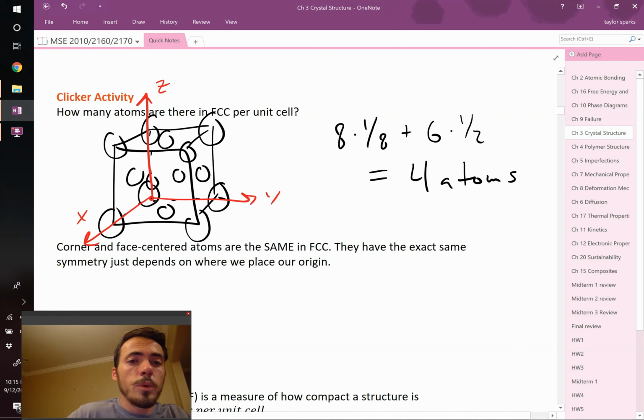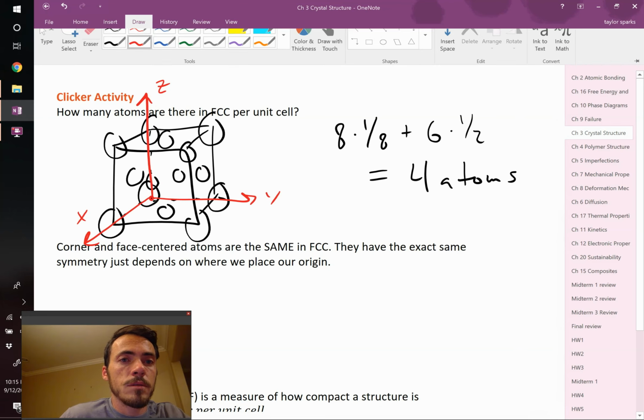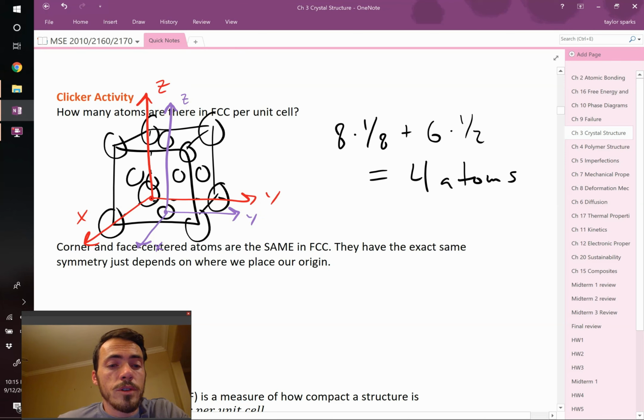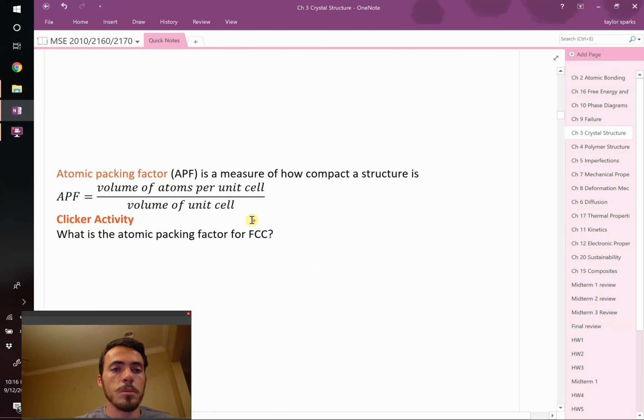Well, we just as easily could pick a different spot. Like, let's pick this one. Let's make this our origin, right? That would now be X, this would be Y, and that would be Z. It's no different, right? The corner versus the face-centered atoms are the exact same atom in the crystal structure, in the FCC unit cell. It just depends on where we place the origin.